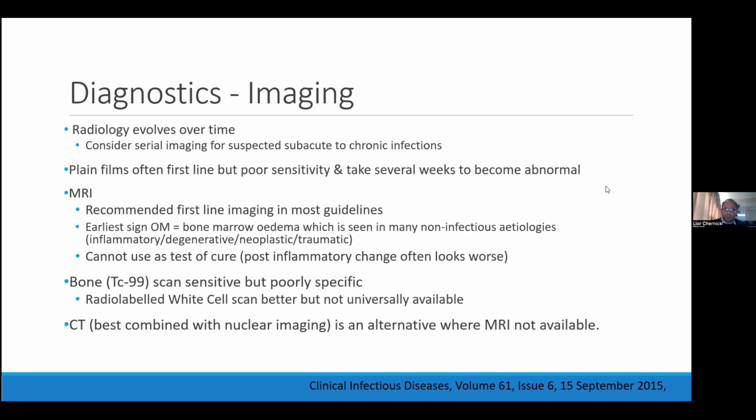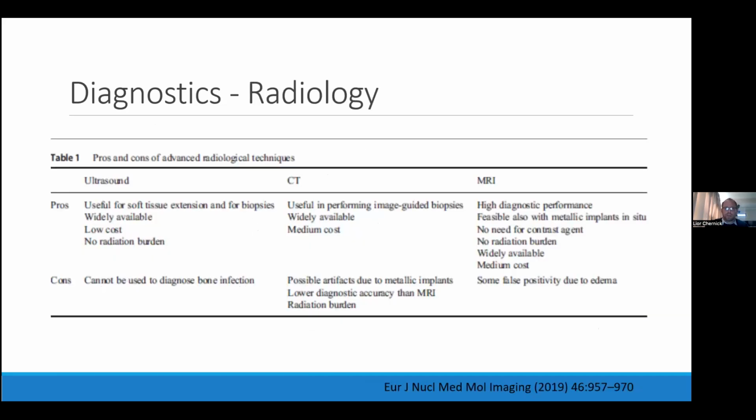Other options include nuclear medicine modalities, so bone scan is sensitive but poorly specific, and a radio-labeled white cell scan is better, but it's not always available. In scenarios when MRI is not feasible due to access or patient having contraindications, CT is often best combined with nuclear imaging as an alternative. So just some of the pros and cons for radiology. So ultrasound, not really useful, may be useful to detect the soft tissue component, but not useful to visualize bone because you can't see bone on sonar essentially.